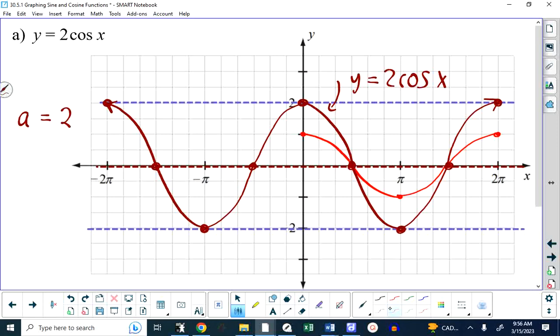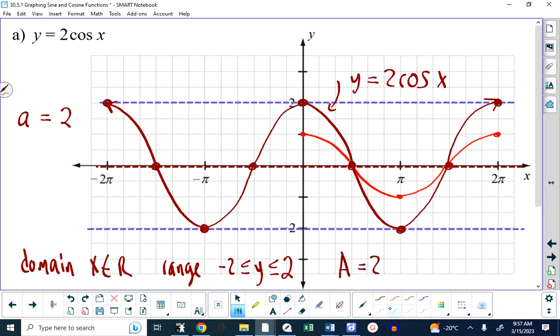You can see very easily here what the domain is. Can I just get this out of the way and say that the domain of these will always be x as any real number? Doesn't matter what we do to them. The range would be negative 2 is less than or equal to y, which is less than or equal to 2. The third one I have is period. Amplitude, the amplitude is 2. And the period is 2 pi.